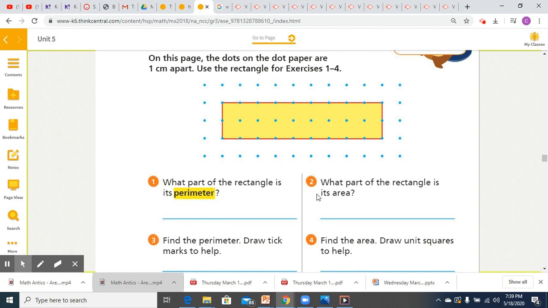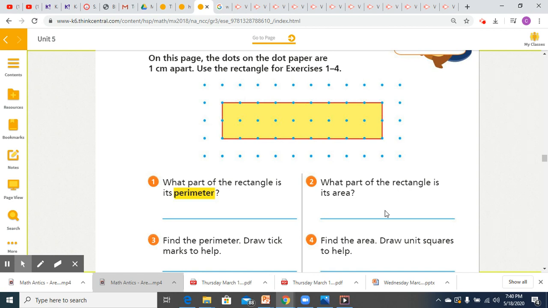Now, question number 2 is asking you what part of the rectangle is its area. Let's remember that the area is the space inside a figure. Now, what do we see inside this figure? Okay, all the yellow part that you see inside is what is telling you that this is the area of this figure. Okay, and you're going to write it on this line just like that. So you're just going to say the yellow part on the inside is the area of this figure.